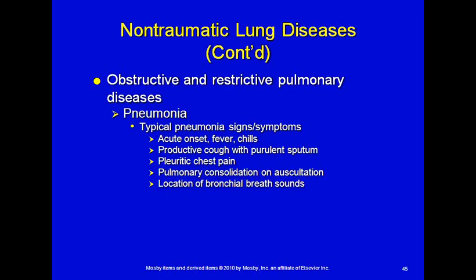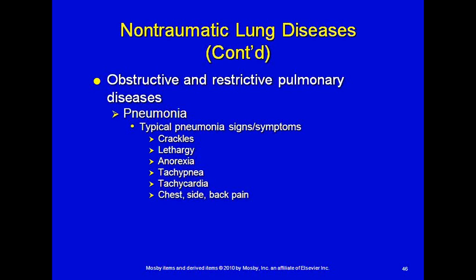Now the typical pneumonia signs and symptoms are going to be acute onset, fever, chills, productive cough with a thick green, purulent, maybe even bloody sputum, pleuritic chest pain. On X-ray, you're going to see some pulmonary consolidation. You're going to hear rhonchi if there's a lot of liquid in there. You're going to hear crackles if there's a little. You may not hear much if they're not moving much air. And as I said, you're going to hear crackles.